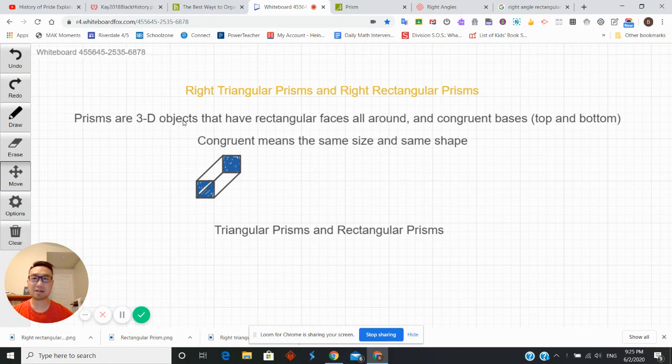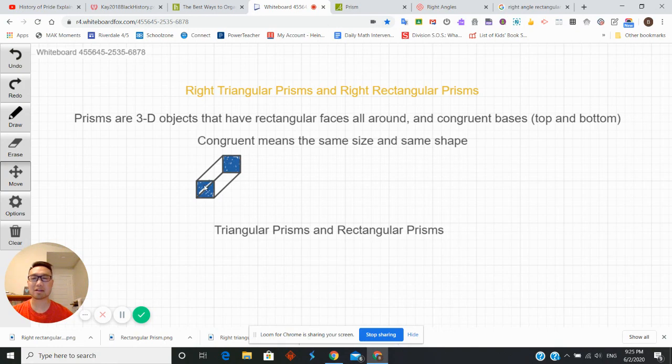Prisms are 3D objects that have rectangular faces all around and congruent bases. Bases are the top and bottom faces of a 3D object. If you take a look at this picture here, the faces are the 2D shapes that you can see in the 3D object. So we have rectangular faces around, and then we have two squares. The two squares are the same size and shape, and they're at the top and bottom of our 3D object.